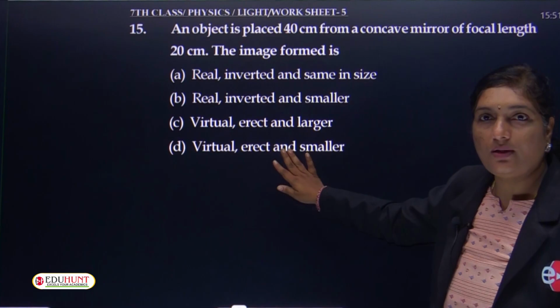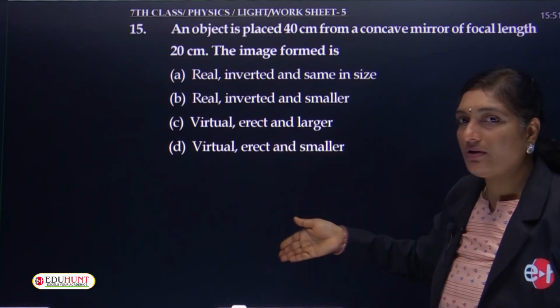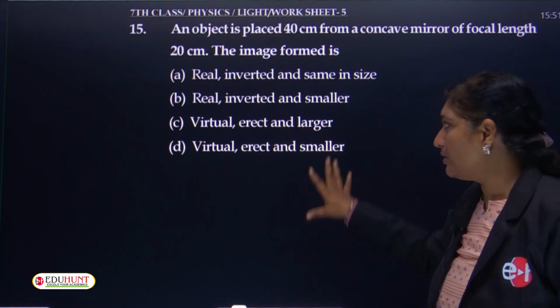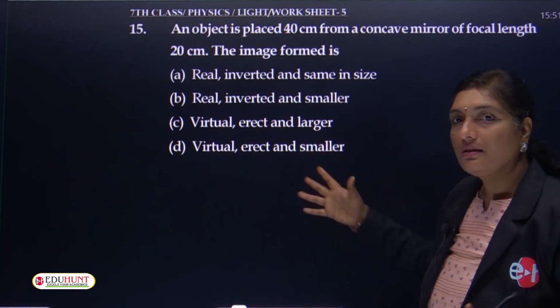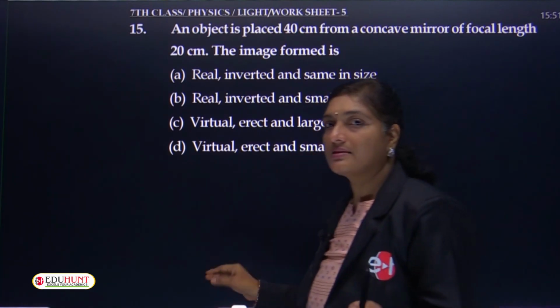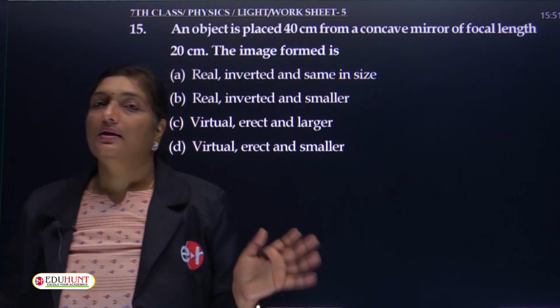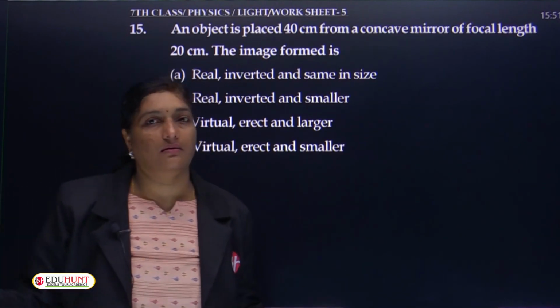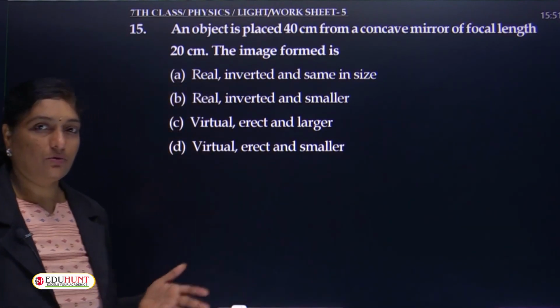Wait. No need to solve this directly. Don't take 1 by f equals 1 by v plus 1 by u, because once you look at the options, they haven't asked for calculations. They are only asking whether it is a real or virtual image, diminished, enlarged, magnified or anything. So first, no need to solve it.